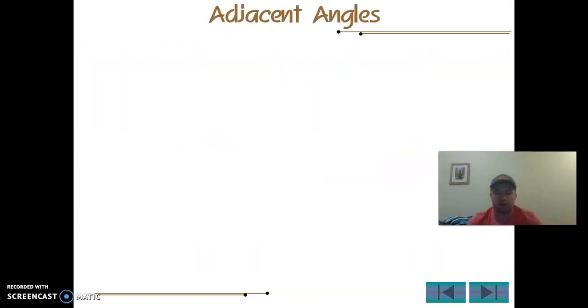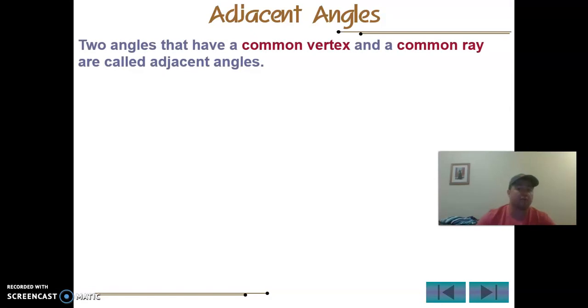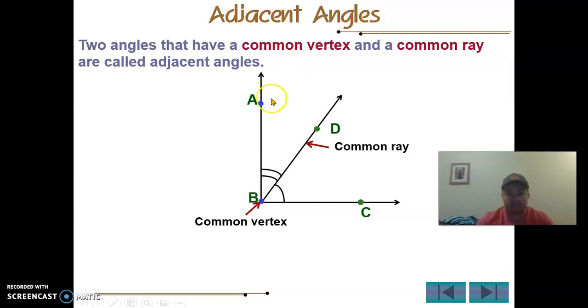Now we have this word adjacent angles. And adjacent just means I'm standing next to it, or it's right next to me. In math, we come up with fancy words, but they have simple meanings. Adjacent just means right next to. I'll show you. Two angles that have a common vertex and a common ray are called adjacent angles. So here we have angle ABD and DBC. These are adjacent angles because they share this point right here, B, called a vertex.